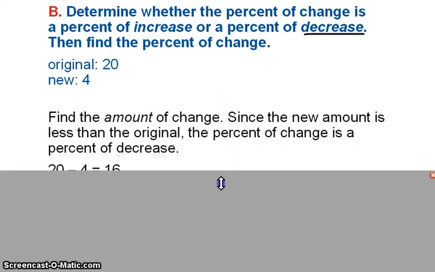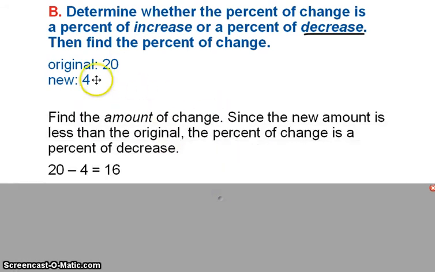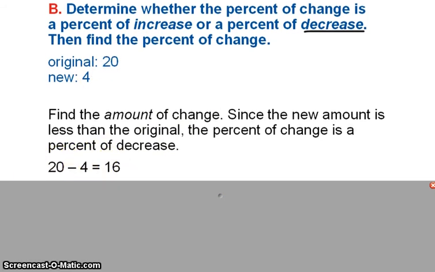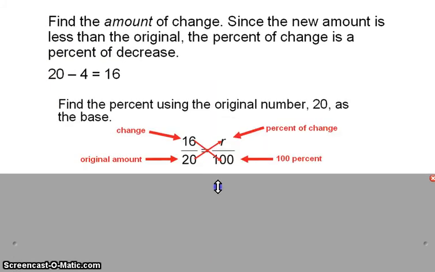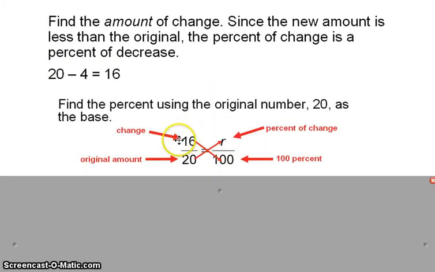The first thing we have to do is find that change. It's a change of 16. 20 minus 4 is 16. So now we can use that amount of change and set up our proportion. Our change is 16, our original amount is 20. So 16 over 20, and then again our percent of change is R. You don't have to use R, if you want to use P, that's fine. And it's always 100 right here because percent's out of 100.